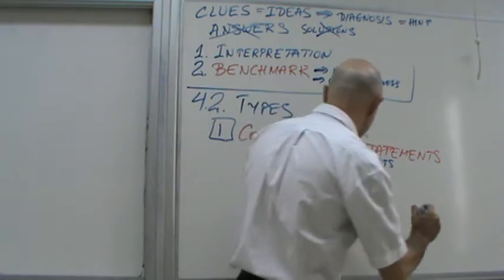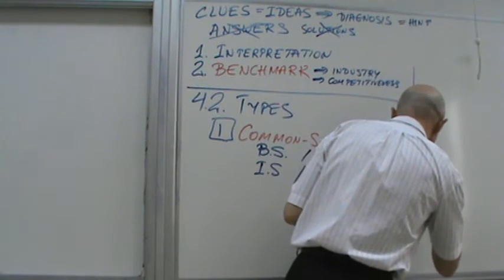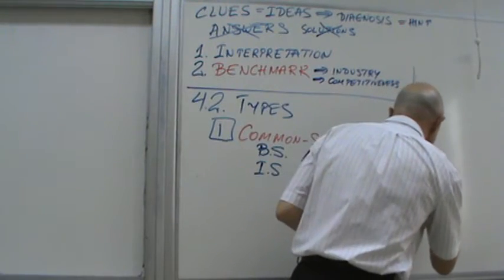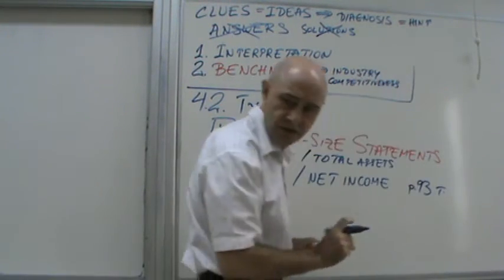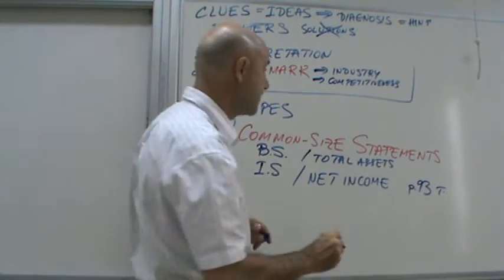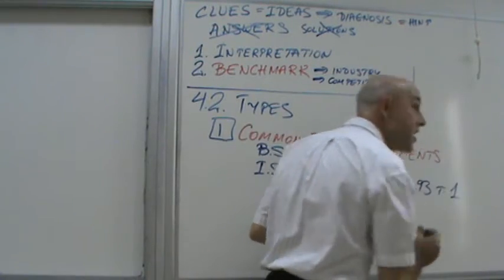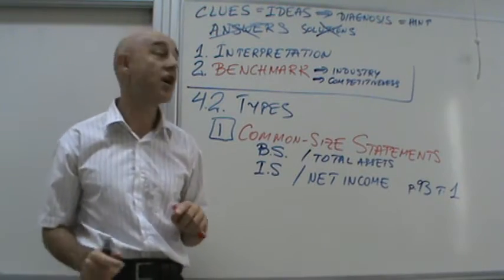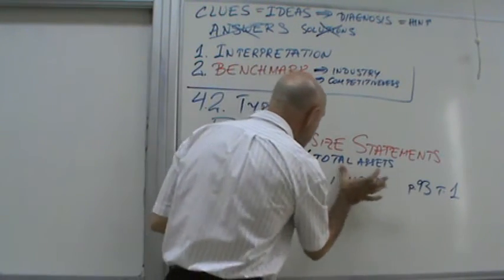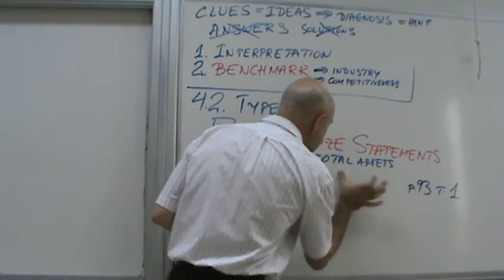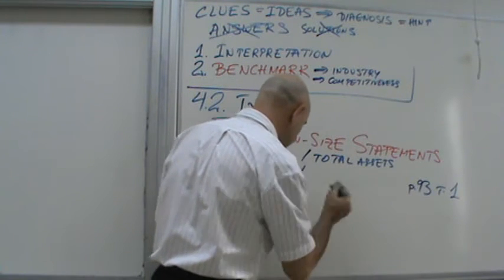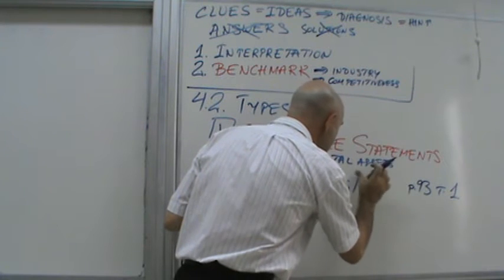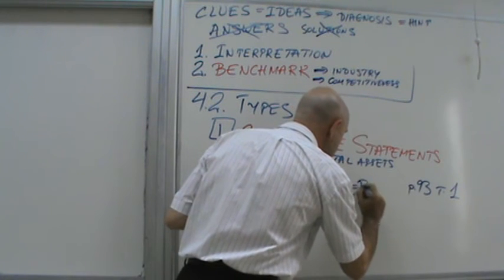Common size income statement, they tell me at the very top. Page 63, page 90. Table 1. And you see that in table 1, sales is normalized to 100%. So you divide by sales, which is the same as revenue.